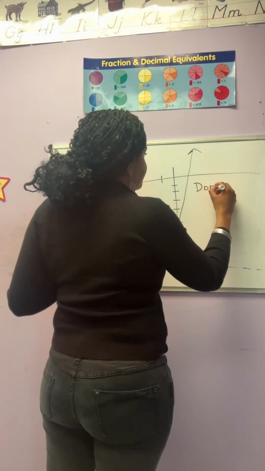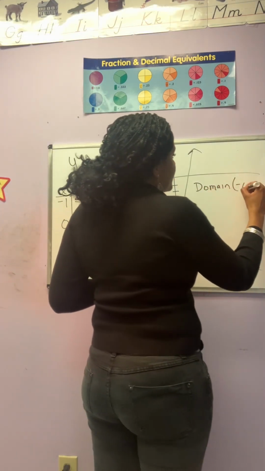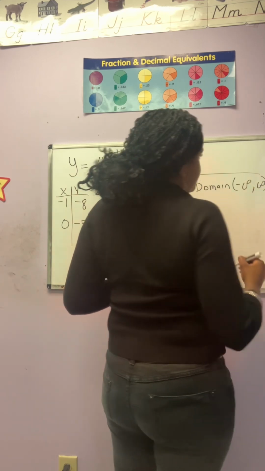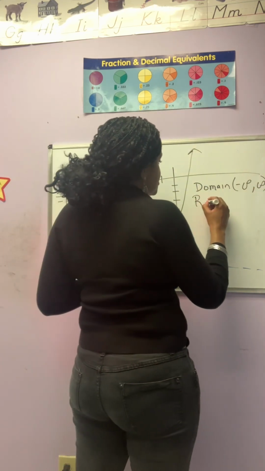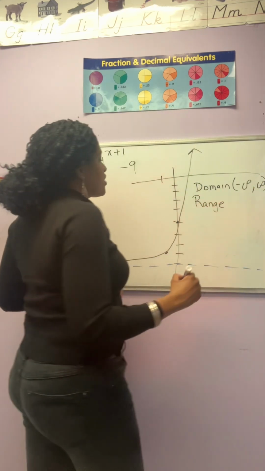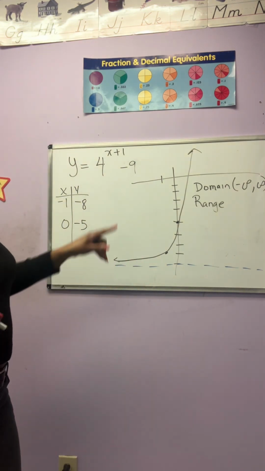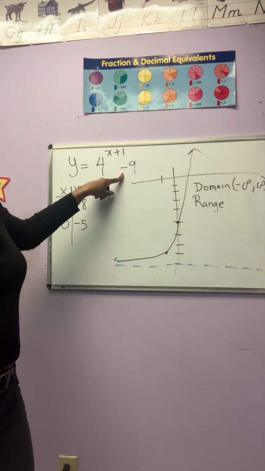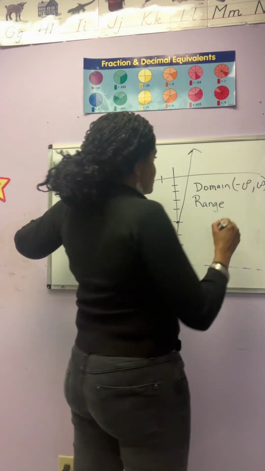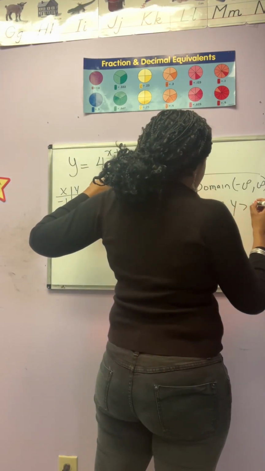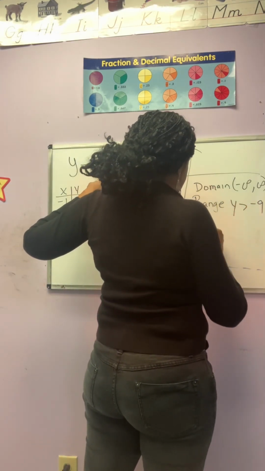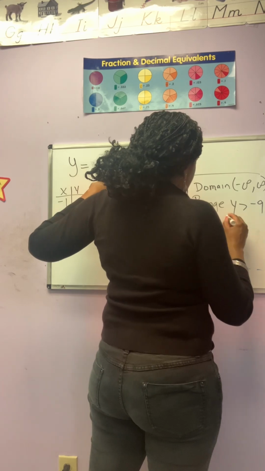All right, domain for this particular graph, again, is negative infinity to positive infinity. Range, I established early on that this is my asymptote. It's not going to get lower than this. So y is greater than negative 9. I can say negative 9 to positive infinity.